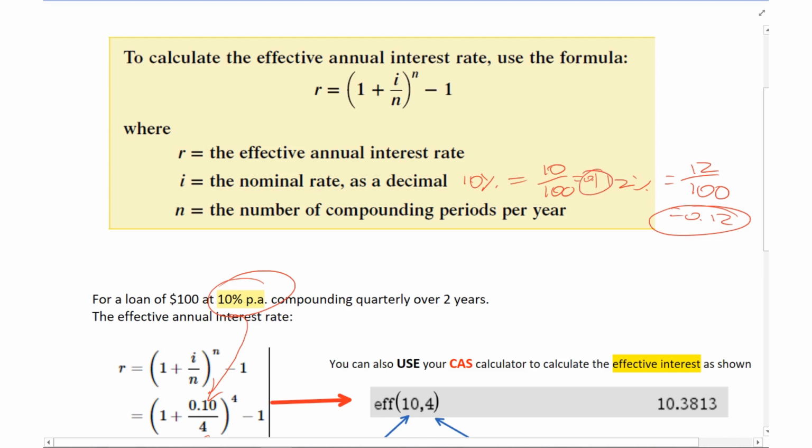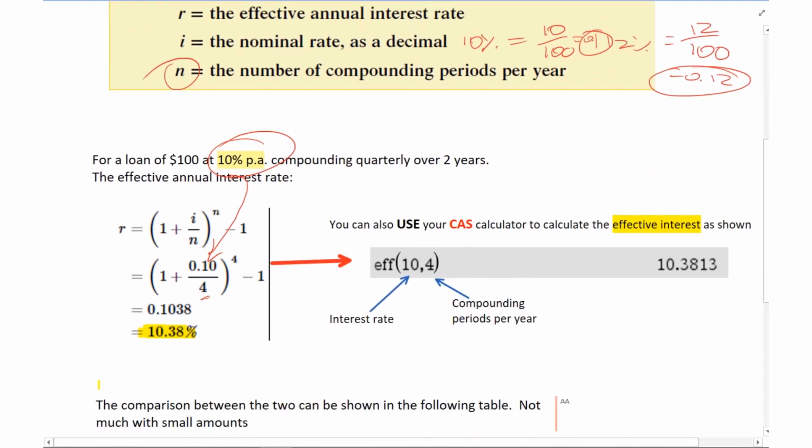And then n here is the number of compounding periods per year, not total over however many years, per year. That's an important one because I've seen students put in the total number of periods, and that's going to give you the wrong answer.